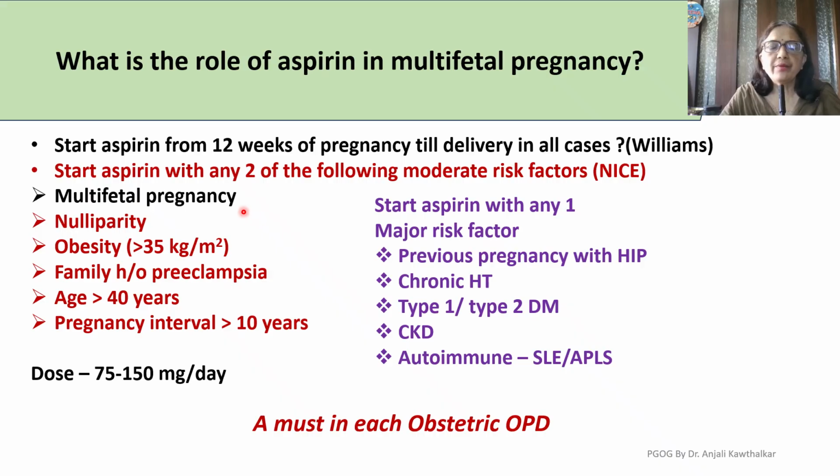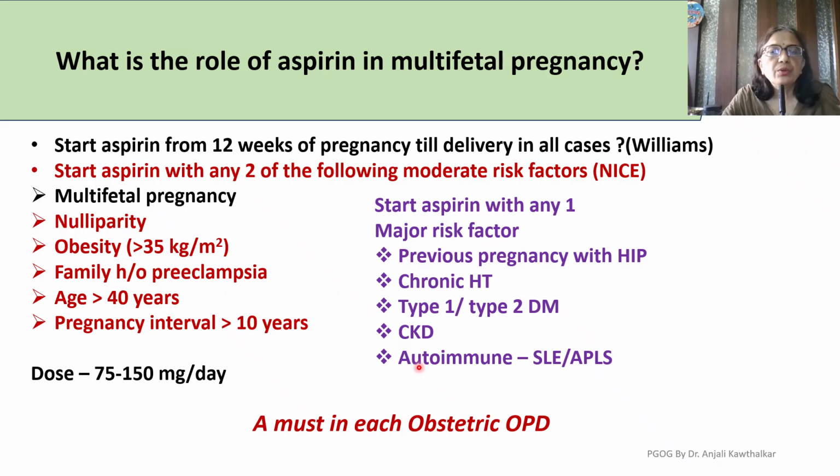One factor is already multifetal pregnancy. Along with that, nulliparity, obesity, family history of preeclampsia, age greater than 40 years, pregnancy interval greater than 10 years. Or we have to start aspirin with any one major risk factor, whether there is a multifetal pregnancy or singleton pregnancy. Whenever there is a previous pregnancy with a history of hypertensive disorders in pregnancy, chronic hypertension, diabetes type 1 or type 2, chronic kidney disease, or autoimmune disease such as SLE or APLA, antiphospholipid syndrome.